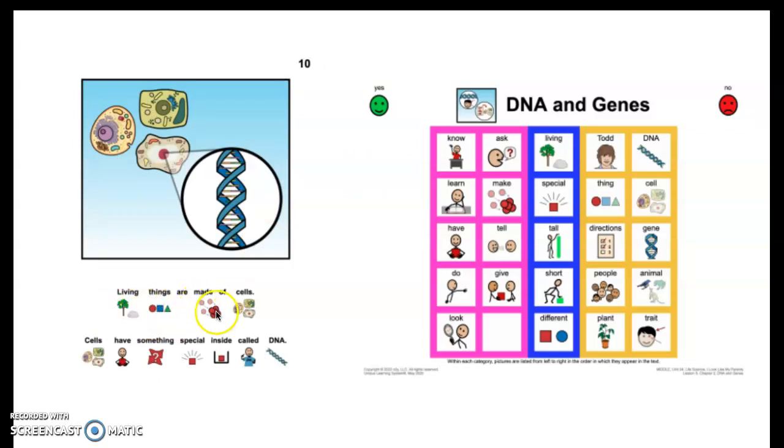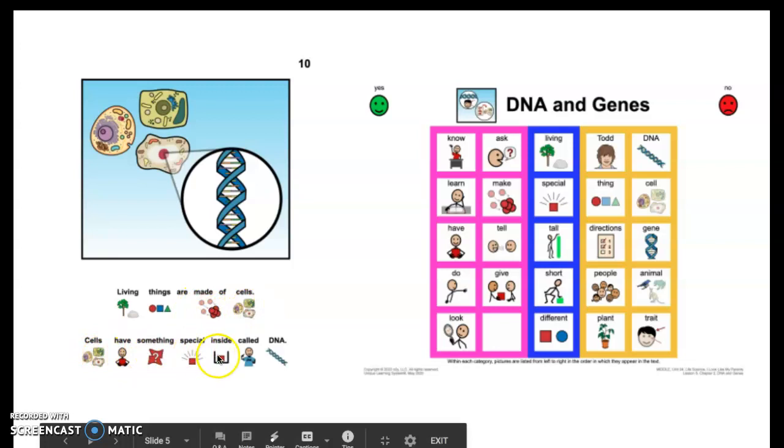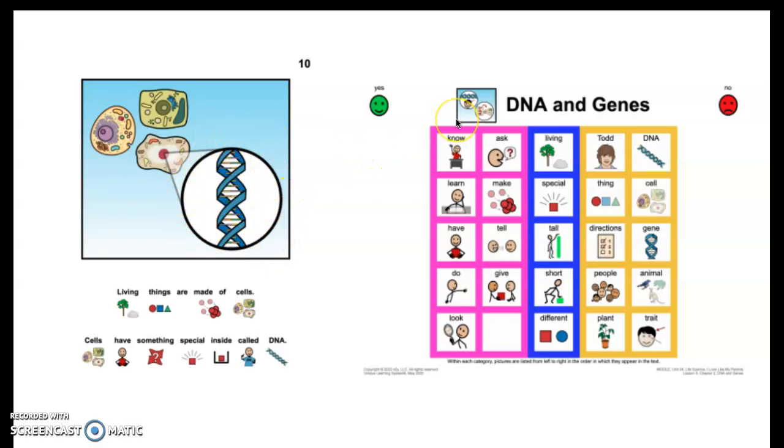Living things are made of cells. Cells have something special inside called DNA. And we can't see DNA, but this is what it looks like. So we're talking about living things that are made of cells, and they have something in them called DNA.